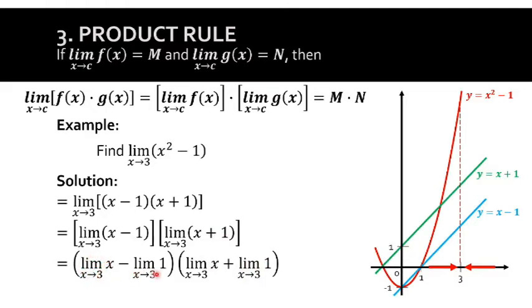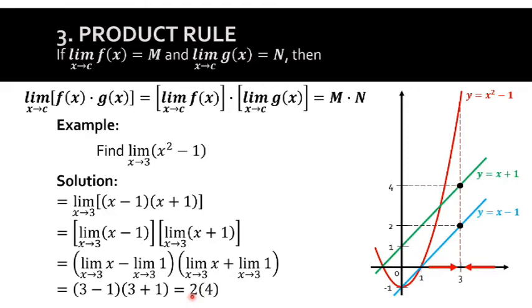Since each of the terms is either an identity function or a constant function, we can easily find its limits. So the limit of x as x approaches 3 is 3 minus the limit of 1 as x approaches any value, which is still 1. And again, same with the second factor, but in addition. So 3 minus 1 is 2, which is the limit of x minus 1. And 3 plus 1 is 4, which is the limit of x plus 1 as x approaches 3.